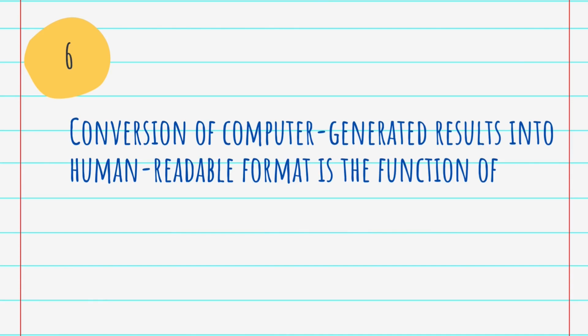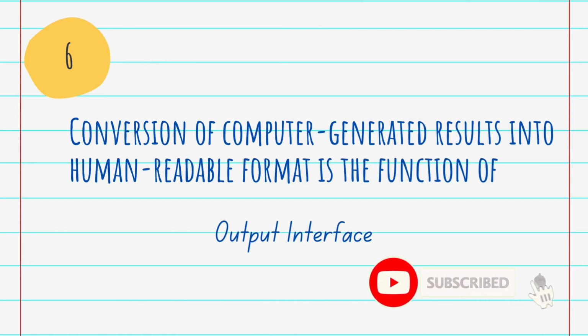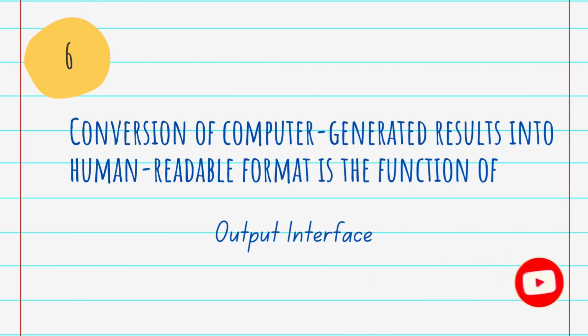Question number 6. Conversion of computer generated results into human readable format is the function of. Answer is output interface. As I said before, output unit, or we can say devices, or we can say output interfaces, convert the electronically generated information into human readable form.